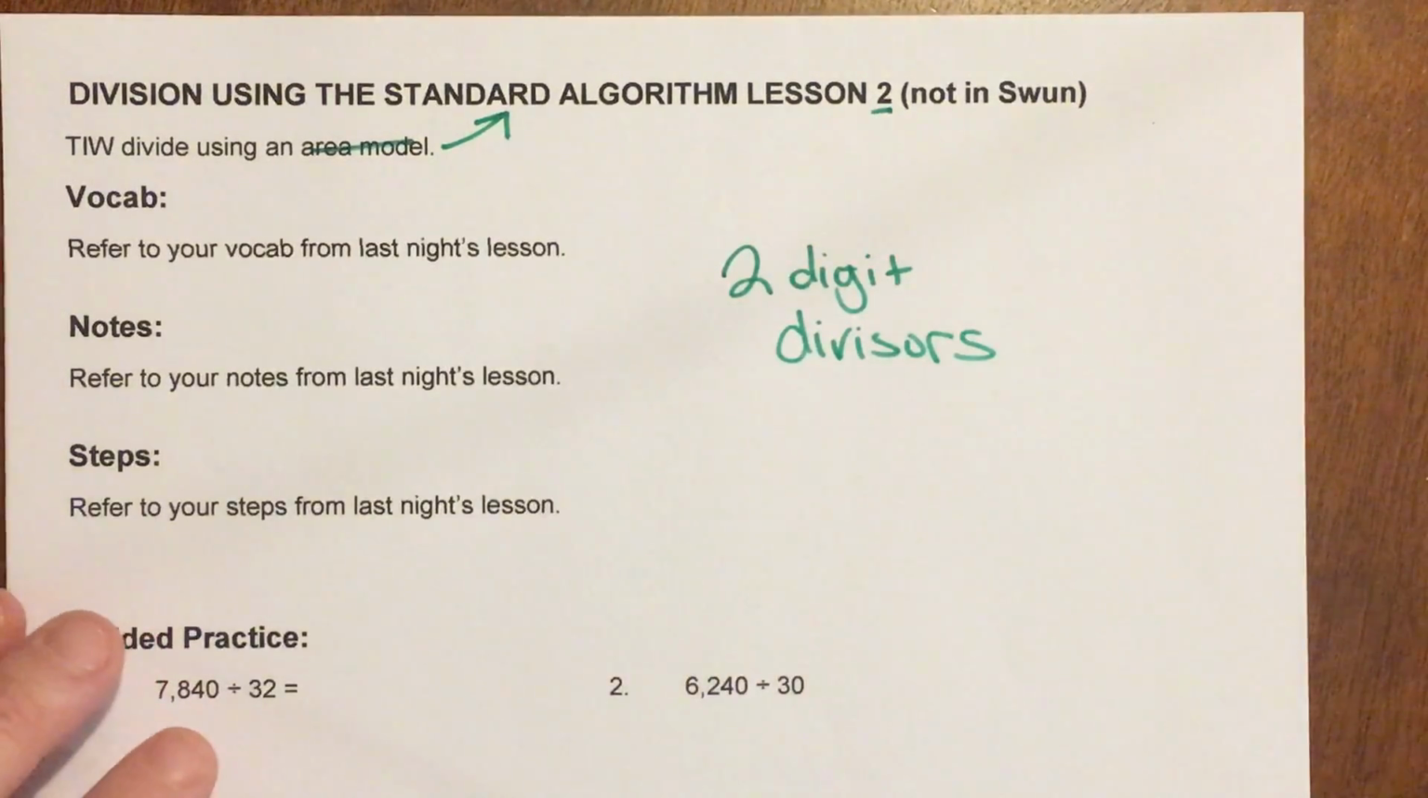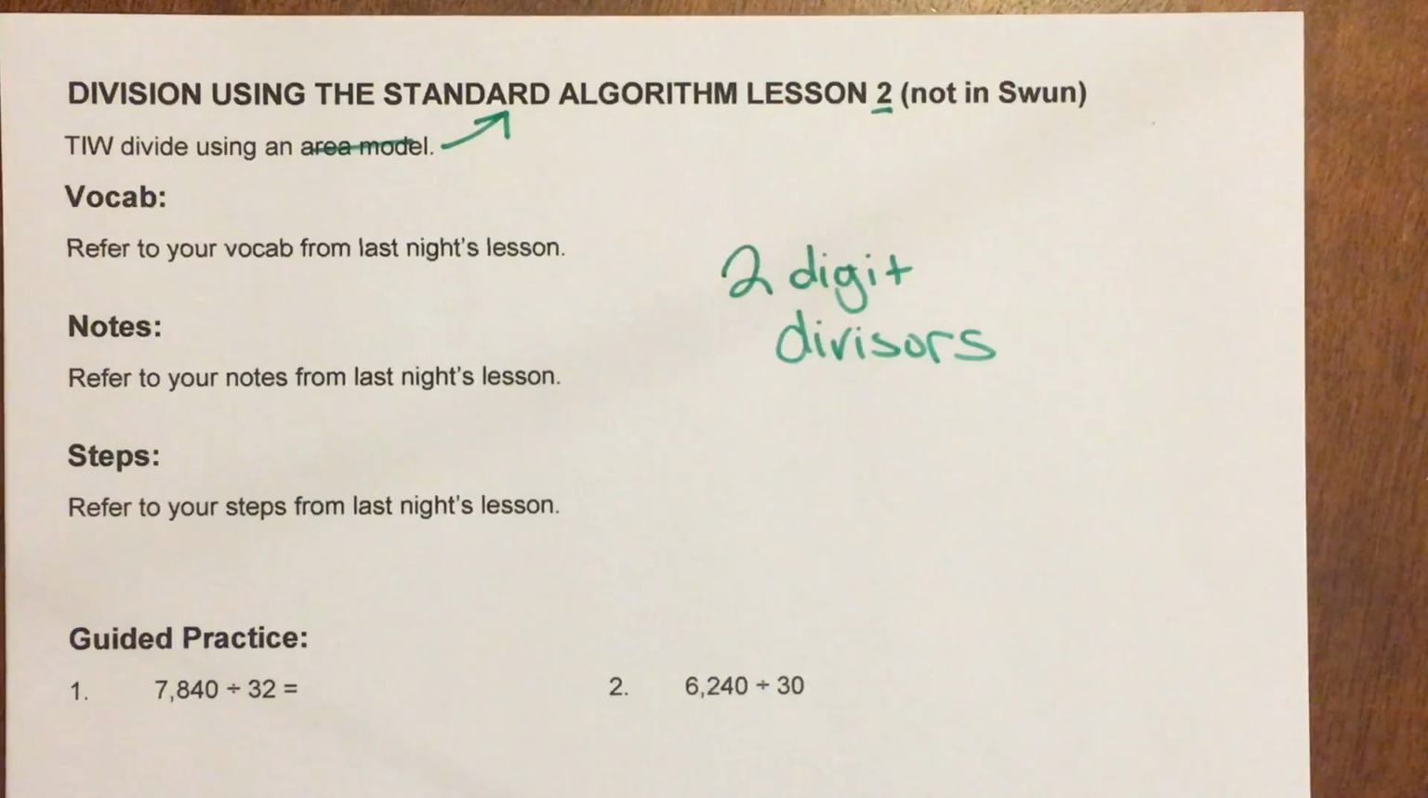Now again, remember from last night's video, I said the standard algorithm is going to be an option for you. You can continue to use the area model if you prefer that for division, or if you wanted to use this one, you could use this as well. Or on a test, you could even use both to check them. So we don't have new vocab or notes or steps. You can just refer to last night's video.